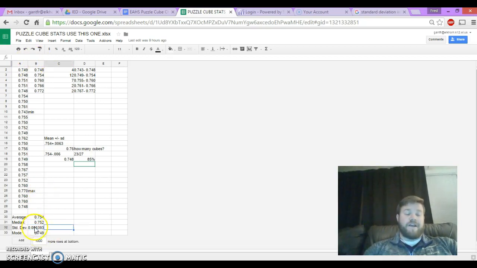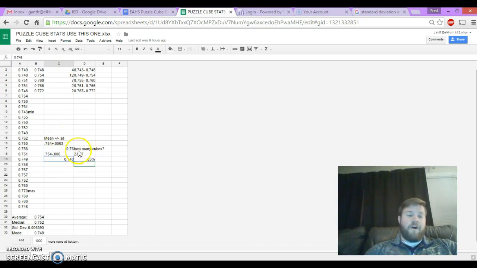Basically what that number says is this much percentage of your cubes are within this variation here. And that kind of tells you how accurate, precise your data is within that. You also want to find your mode. Then you're going to go a mean plus one standard deviation, which is this number, and a mean minus one standard deviation is this number.